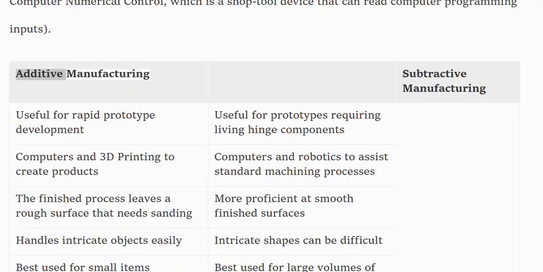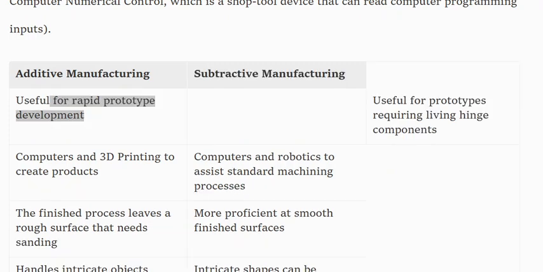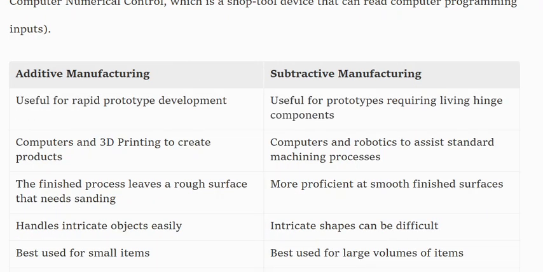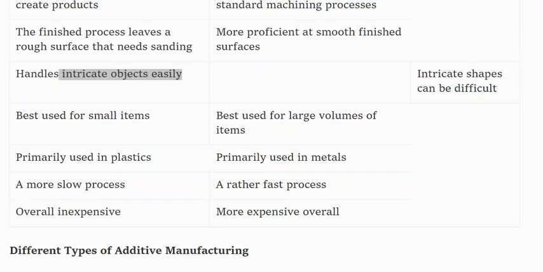Additive manufacturing. Subtractive manufacturing. Useful for rapid prototype development. Useful for prototypes requiring living hinge components. Computers and 3D printing to create products. Computers and robotics to assist standard machining processes. The finished process leaves a rough surface that needs sanding. More proficient at smooth finished surfaces. Handles intricate objects easily. Intricate shapes can be difficult.